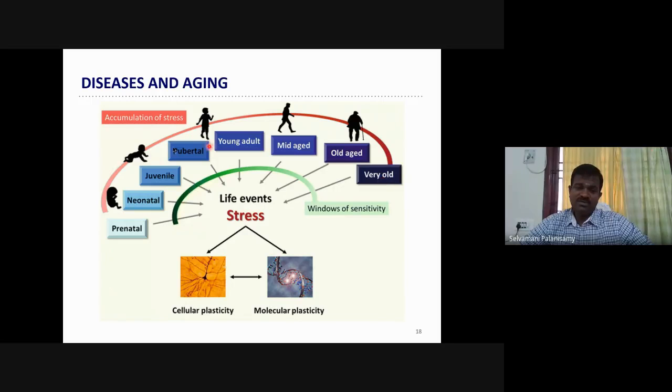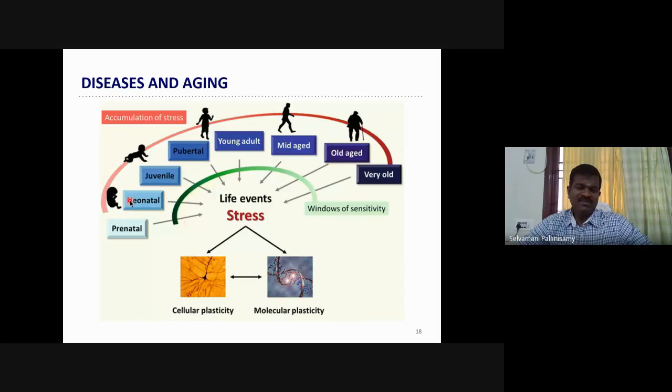So now we are developing diseases in the aged. This aging process invites a lot of diseases. So what could be the reason? There are no genetic reasons here. We could not correlate genetic reasons here. All we are able to correlate is the stress events that we faced from pregnancy onwards till the last day of our life.